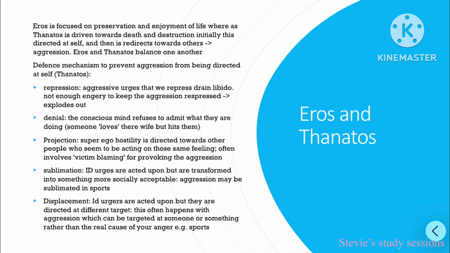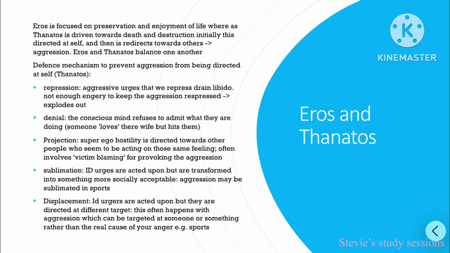Eros and Thanatos. Eros is focused on preservation and enjoyment of life, whereas Thanatos is driven towards death and destruction. Initially this is directed at the self, and then it's redirected towards others in the form of aggression. Eros and Thanatos balance each other. Defense mechanisms prevent aggression from being directed at oneself. Repression. Aggressive urges that we repress drain libido. We don't have enough energy to keep aggression repressed. Therefore, it explodes out.